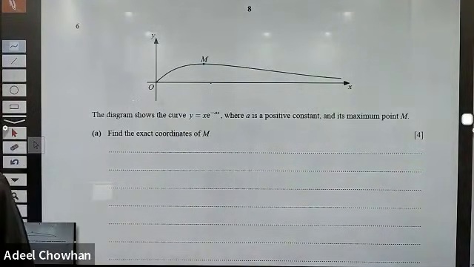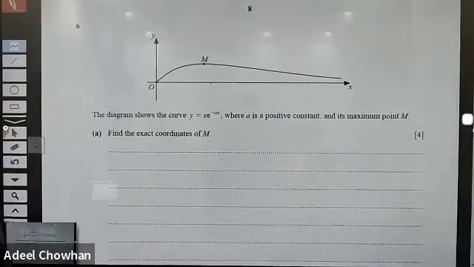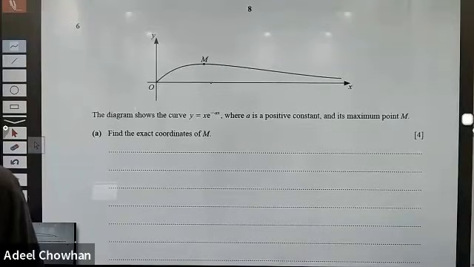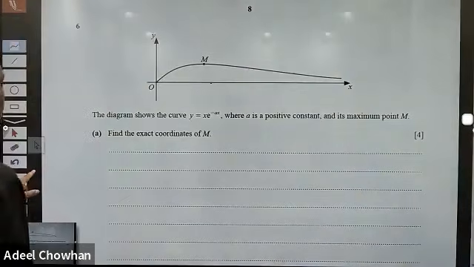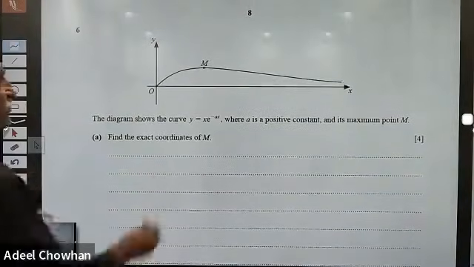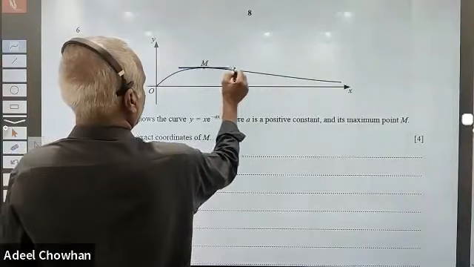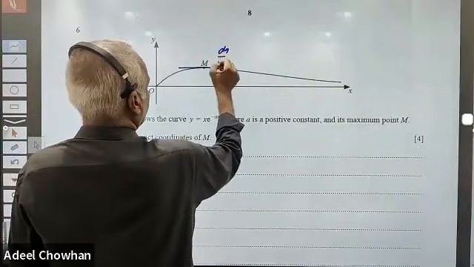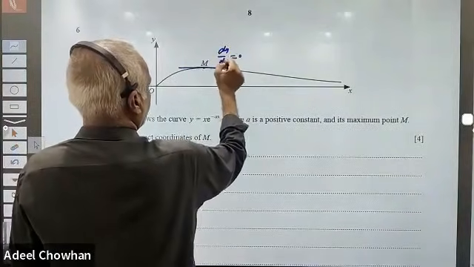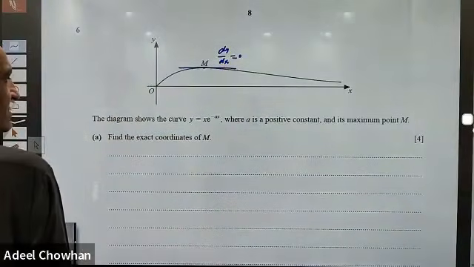Question number 6. The diagram shows the curve y = xe^(-ax), where a is a positive constant, and its maximum point M. Find the exact coordinates of M. Since M is the turning point, where the tangent is going to be equal to 0, you are going to find the exact coordinates of M. So x and y are supposed to be calculated.